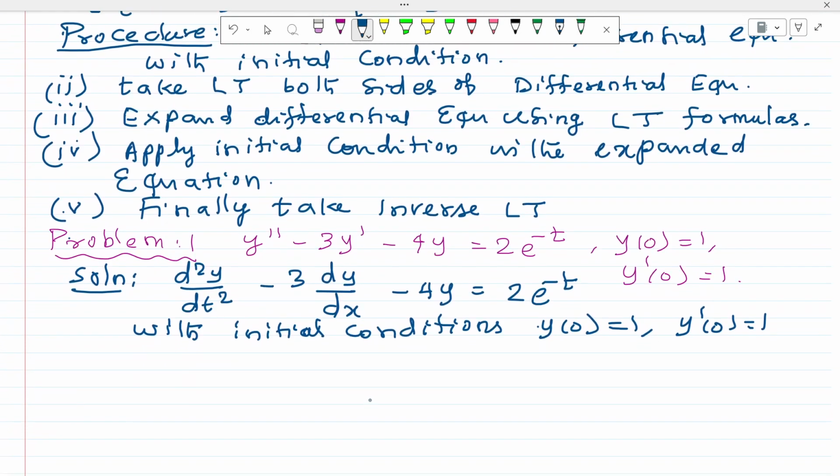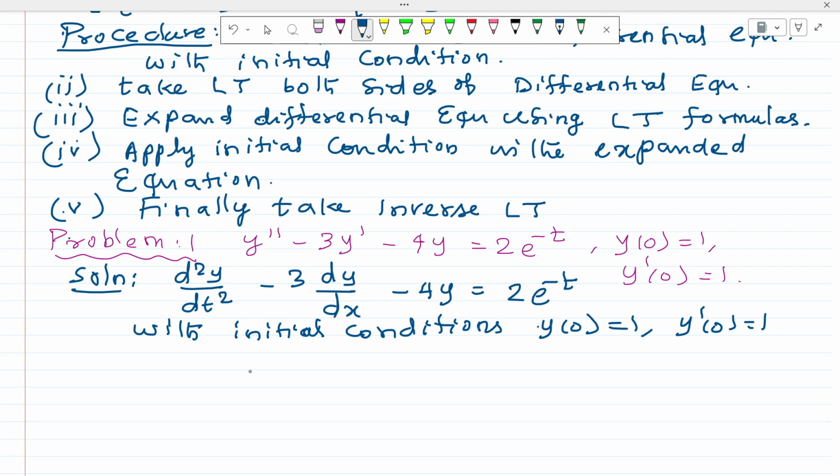Listen, the given problem may be in two formats. One is y double dash minus 3y dash minus 4y equal to 2 e power minus t, or d square y by dt square minus 3 dy by dt minus 4y equal to the given function. Any of the two formats may be given. Understand? Here y is the dependent variable, t is the independent variable. Our aim is to get y of t.